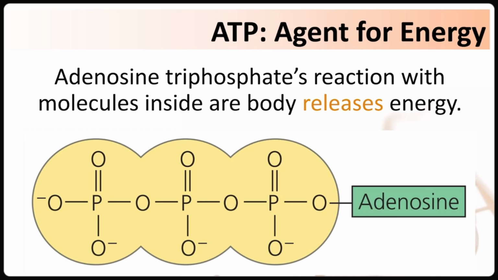Now, what is ATP? ATP is called the agent for energy. Why? Because ATP releases energy when its high energy bond between the second and the third phosphate groups is broken during what we call the process of hydrolysis. This process forms ADP or adenosine diphosphate and a free phosphate, releasing energy that cells use for vital processes like movement, transport, and synthesis.